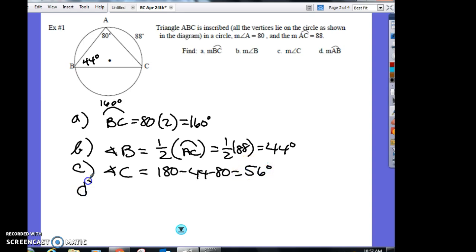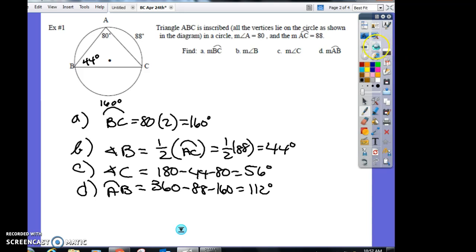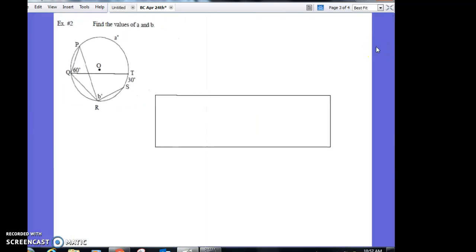And the same thing can be said for part D, finding arc AB. We already have 2 out of the 3 arcs to make up a total circle of 360, so we can take the 88 and the 160 we found in part A and subtract them from 360, and end up with 112 degrees. So that's a quick application of finding your inscribed angles. All right, let's go look a little bit more hardcore.